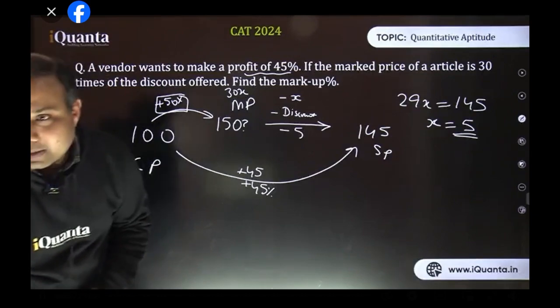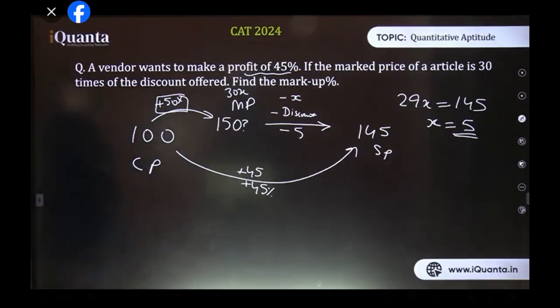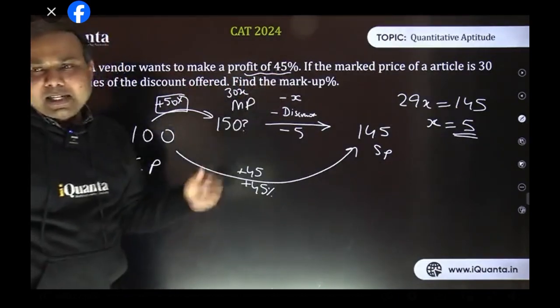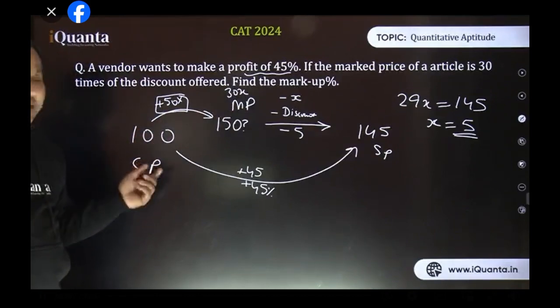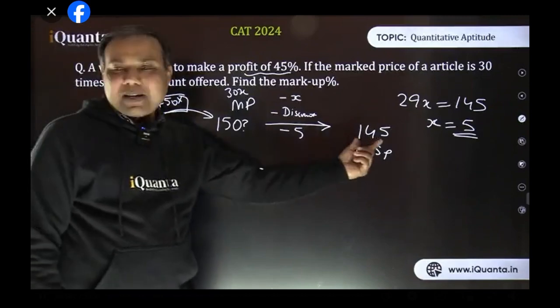Okay, should we move further? Okay, I'm repeating, Amelia, for those who are having difficulty here. A vendor wants to make a profit of 45%. So seeing this 45%, I prefer to start with 100 as my CP, right? If 100 is my CP and I'm getting a profit of 45%, that is 45 rupees profit. That makes the selling price 145.